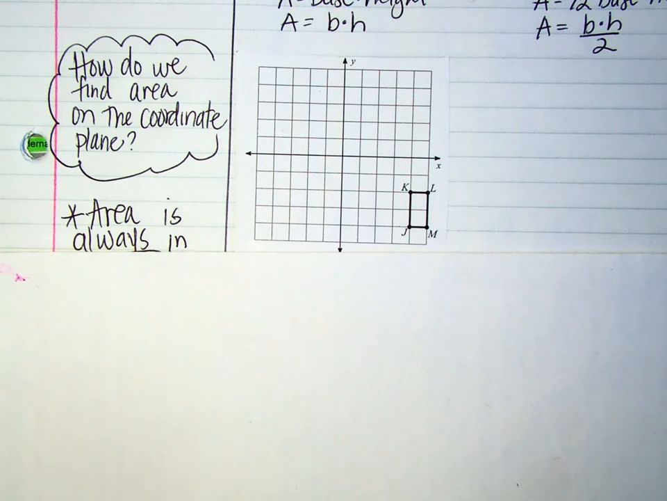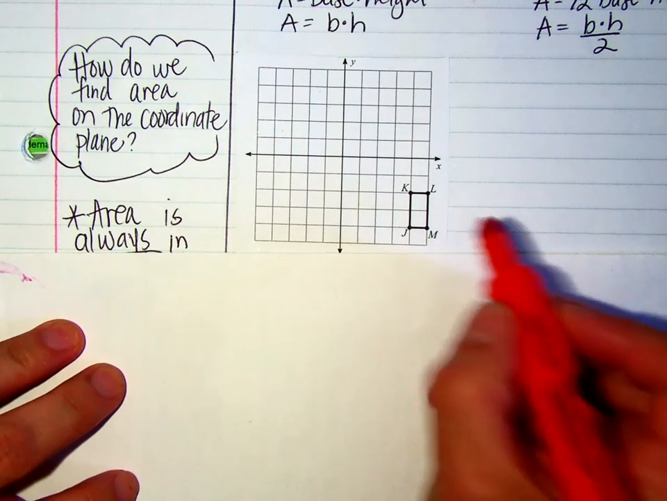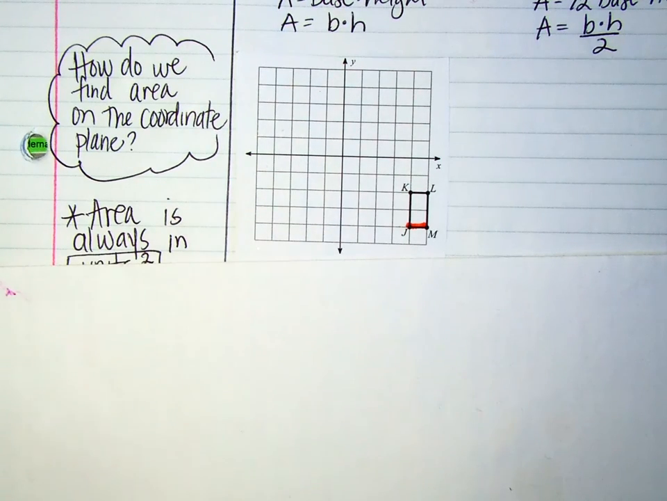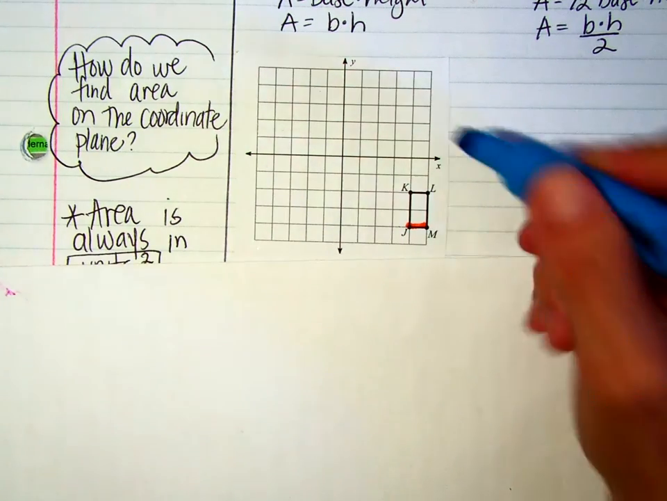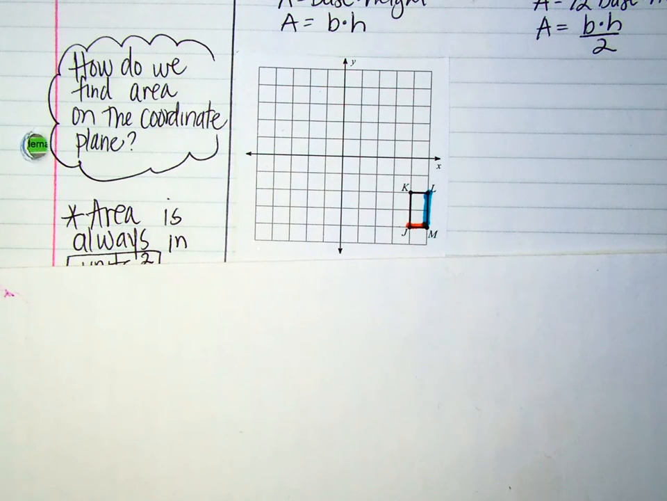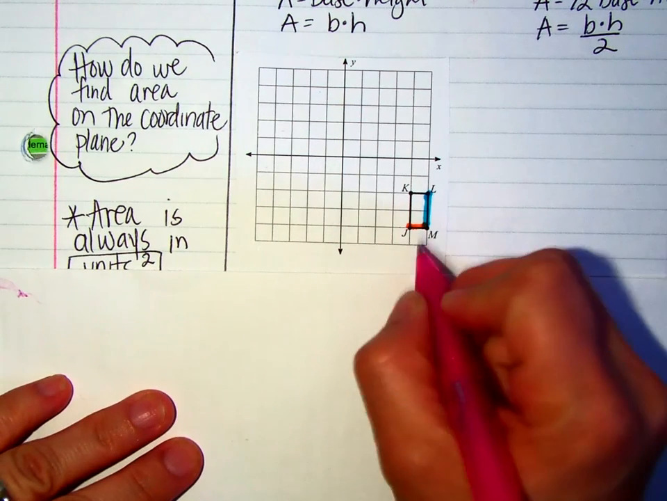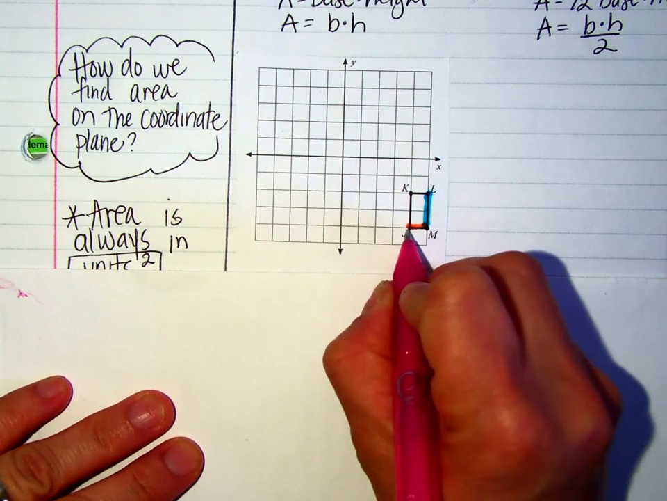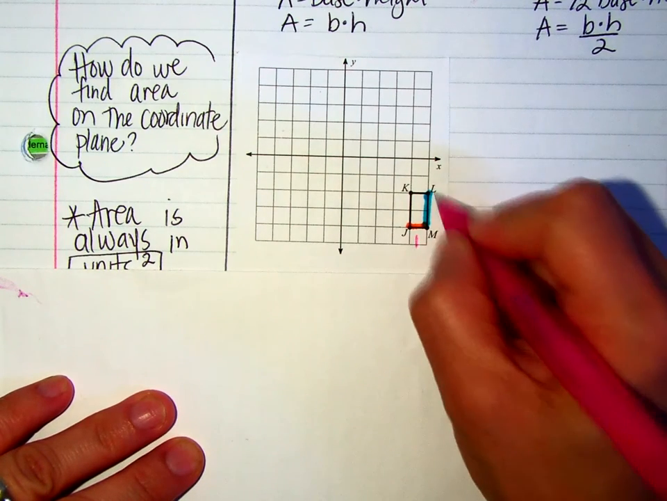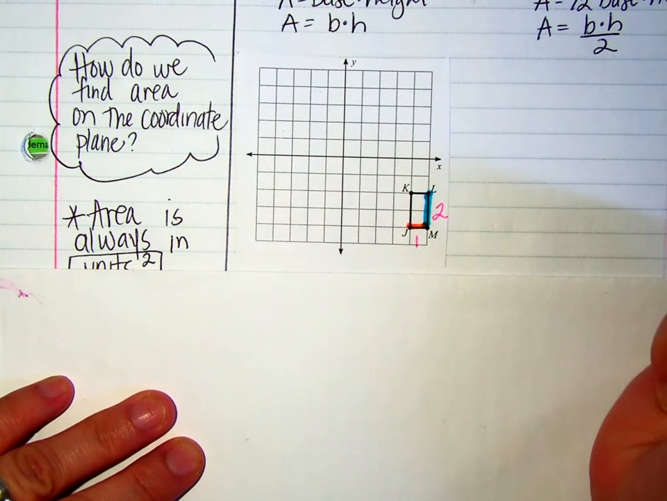In order to use the actual area formula, we're going to need the base. So I'm going to highlight the base one color. And the height is going to be a different color. Okay, so how tall something is. Now all I have to do is count how many units tall these are, or how many units long. So for JM, it is 1 unit, and for LM, it is 2 units.